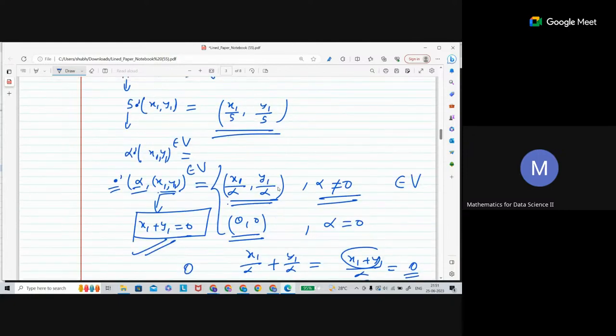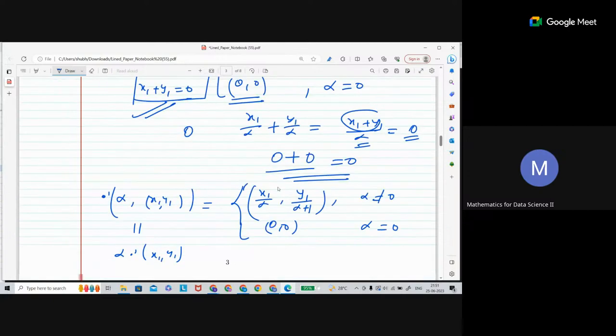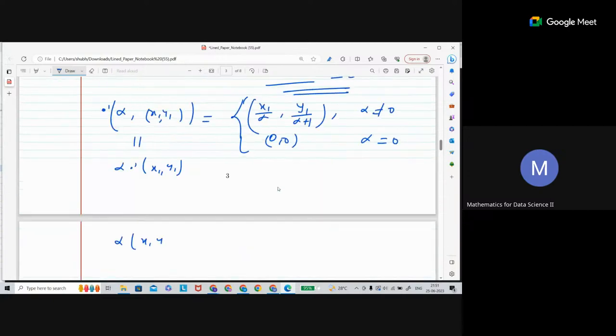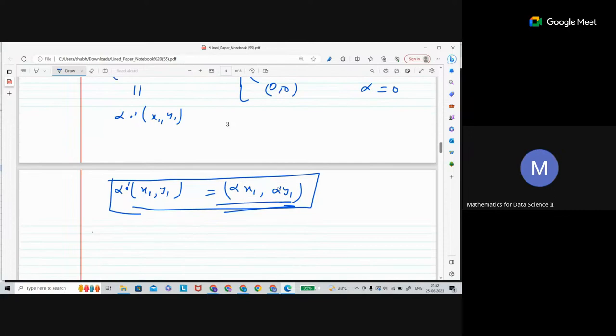Now you can say this is a kind of multiplication, where you are multiplying alpha in a different way. So let me define another multiplication. Alpha times (x1, y1). Until now I was just showing the dot; now I will remove it. This is coordinate-wise multiplication, another multiplication operation. Is this well defined, meaning closed? Yes, this is closed.